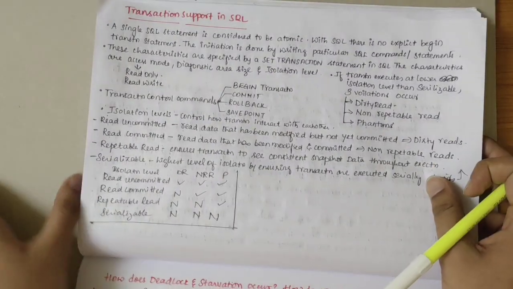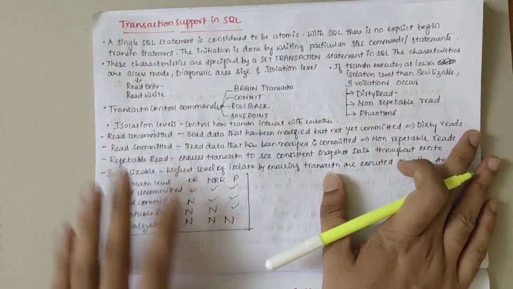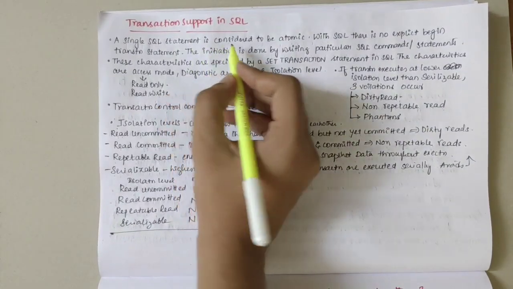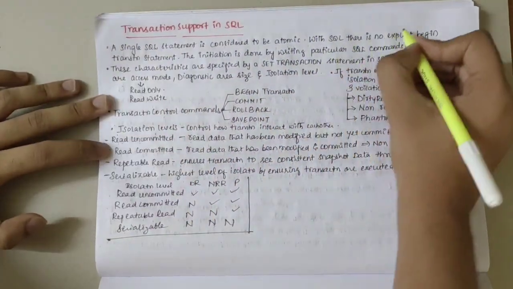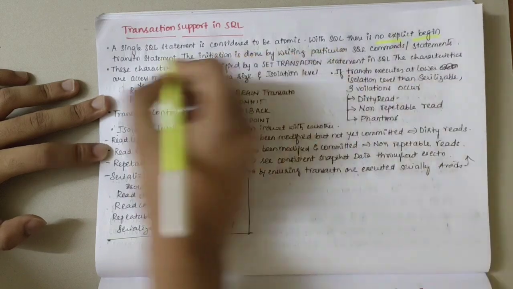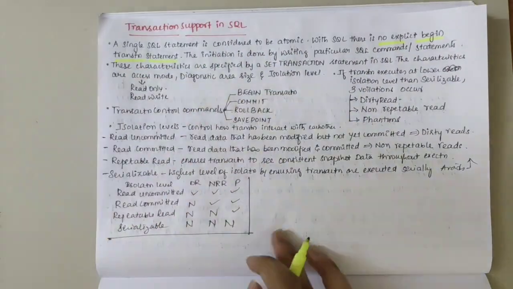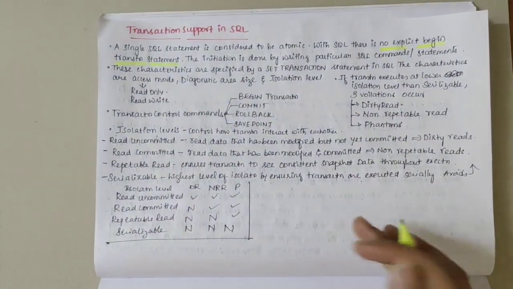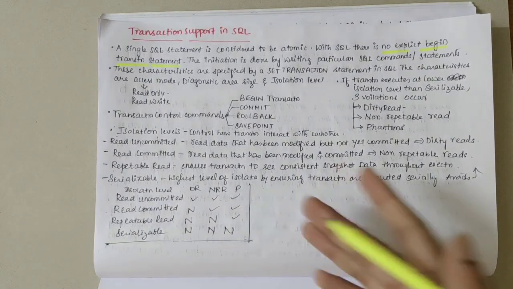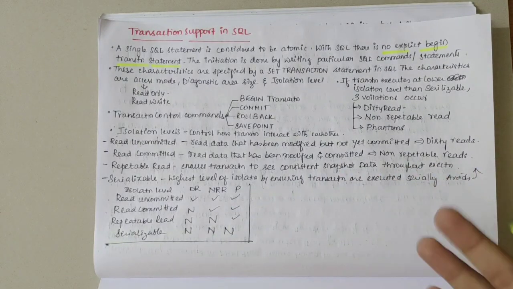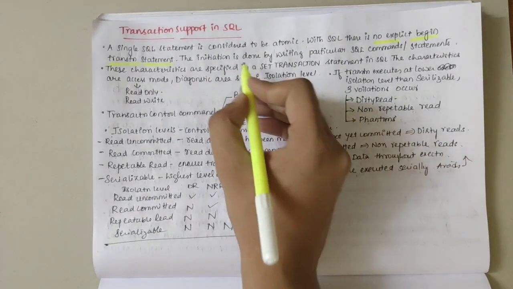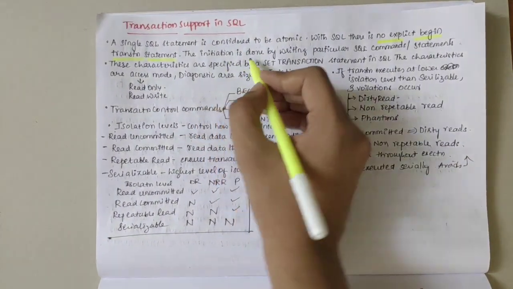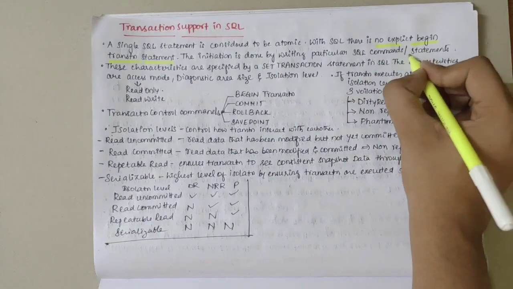Next, moving on, we have transactional support in SQL. A single SQL statement is considered to be atomic. We know that. With SQL, there is no explicit begin transaction statement, right? Whatever is there is by using the commands. You don't write hash include stdio.h or main or anything to begin the procedure. You just make use of commands. So the starting is done by writing particular SQL commands or statements.